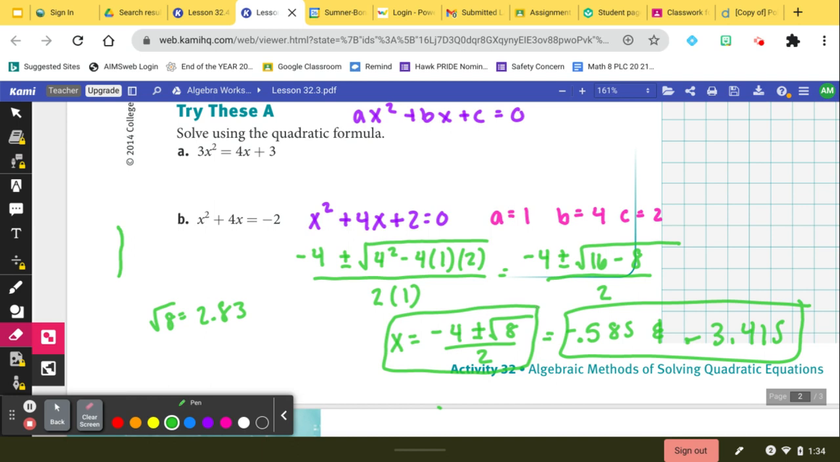Let me know if you have any questions. Again, the main part of using our quadratic formula is to make sure it is in standard form first, and then being able to correctly identify a, b, and c.